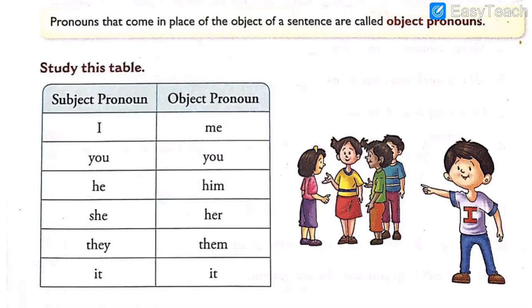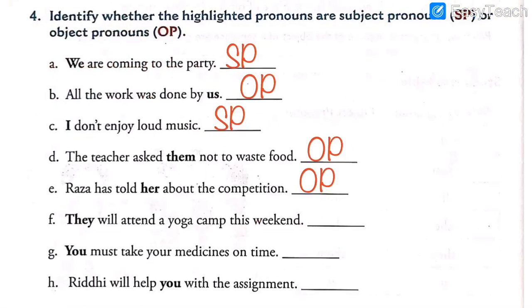Now let's look. Is the word they used over here in the table? Yes, we could see the second last one, they. They falls in the category of subject pronoun. Which category does it fall in? It falls in the category of subject pronoun. So our answer should be SP, because it is subject pronoun. We are talking about the pronoun they, and as we saw in the table, it comes in the column of subject pronoun. And they will attend yoga camp means more than one, a group of students, you can say a group of children.